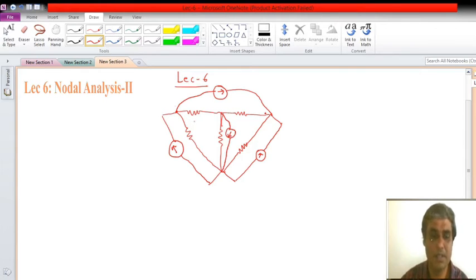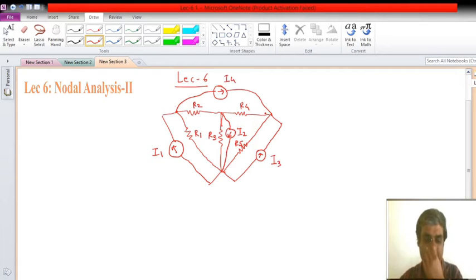Now I will name it: this is my R1, R2, this is R3, R4, R5, fine, no R6 here. This is my I1 value, this is I2, I3, and this will be I4.